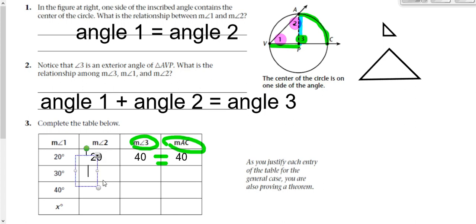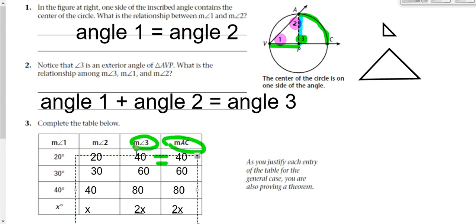If angle 1 is 30 degrees, 30 plus 30 would give me 60, and that arc would also be 60. If it's 40 degrees for angle 1, angle 2 is going to be 40. Add them together to give you angle 3, that would be 80 degrees, and the arc would be the same. In general, down at the bottom here, finishing off the last one, it would be x. If it's x degrees, it would be x plus x, so it would be 2 times x. And it would just be 2x.